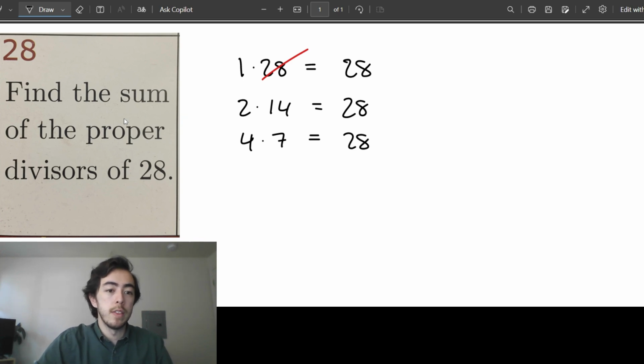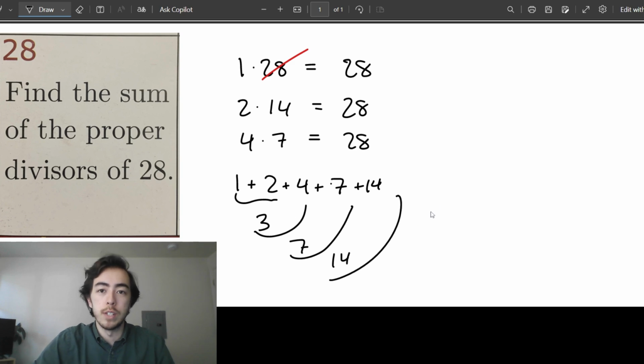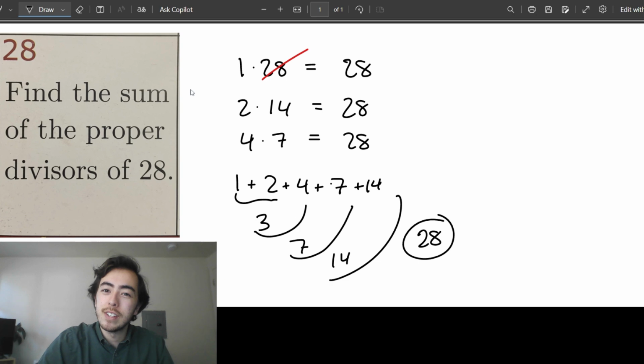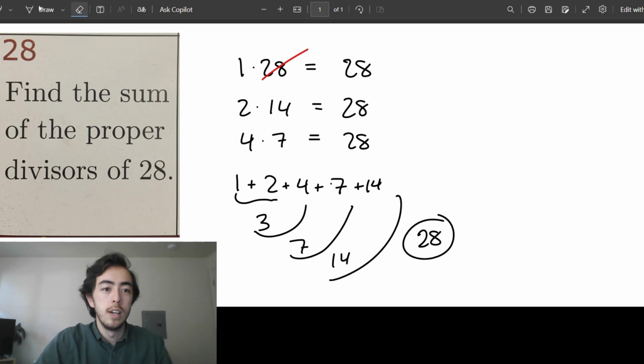So now we just need to find the sum of all these proper divisors. Let's just add them low to high. 1, 2, 4, 7, 14. These make a 3. And then these make a 7. These make a 14. And then finally 14 plus 14 gets us back to 28. So it's kind of interesting that the sum of the proper divisors of 28 is also 28.